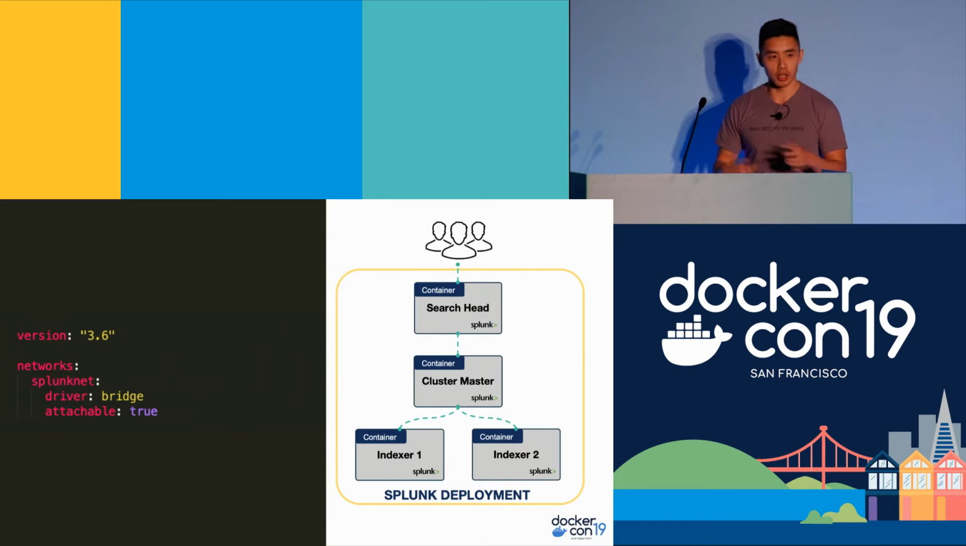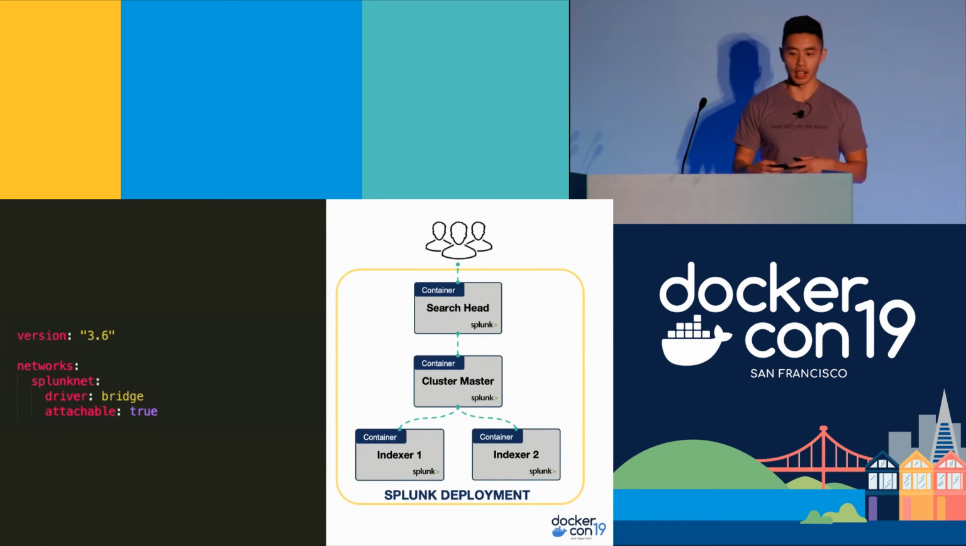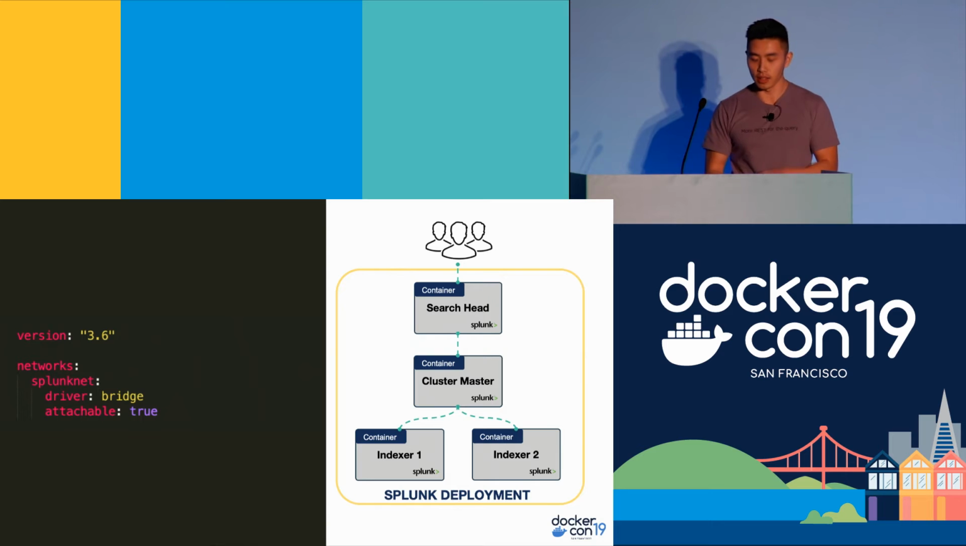So we're going to walk through a little bit of a Docker Compose of this architecture that I have, of the Splunk deployment that I have to the right. It'll start at the top. We're just going to create a network. The driver here doesn't really matter, but we want to make sure that it's attachable so we can add containers to this particular network.